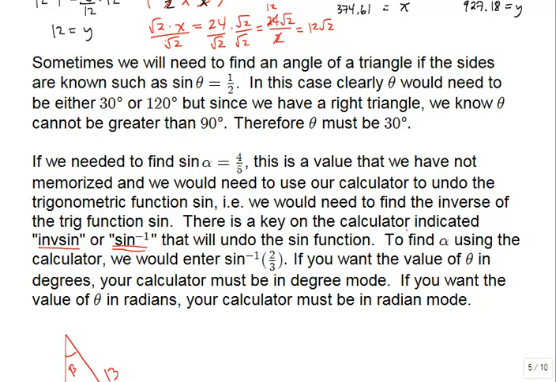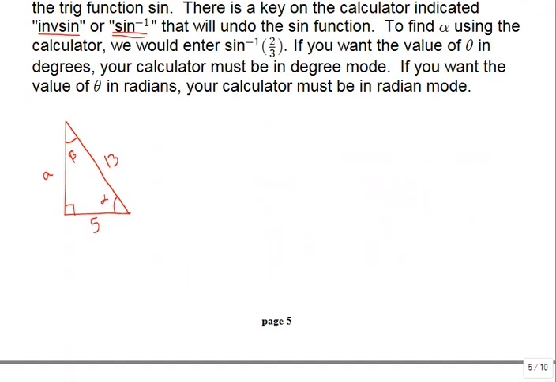So to find alpha using the calculator, you would just enter inverse sine of 4/5 or 2/3 or whatever the fraction happened to be, and that would give you your angle theta. Now you have to remember what mode you're in because the answer that you get is going to be in degrees if you're in degree mode, and the answer that you get for theta will be in radians if you're in radian mode. So let's try some examples like this.